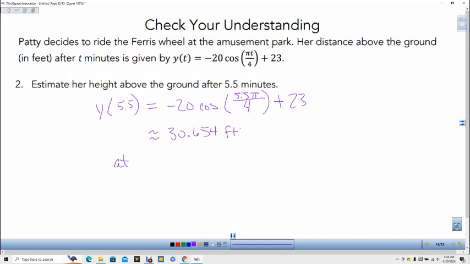Now, answer the question. Estimate her height above the ground after 5.5 minutes, and just go ahead and write a sentence putting it all together. At t equals 5.5 minutes, Patty is approximately 30.654 feet above the ground.